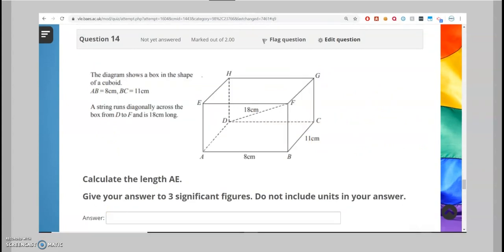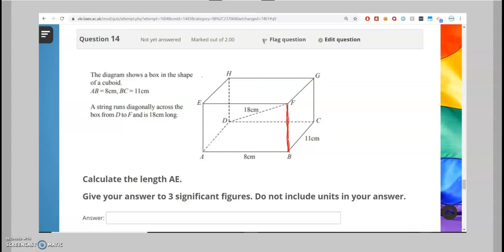In this question we have, the diagram shows a box in the shape of a cuboid. AB is equal to 8 centimeters, BC is equal to 11 centimeters. A string runs diagonally across the box from D to F and is 18 centimeters long. Calculate the length of AE. So we're looking at working out this length, which is in fact the same as this one, or this one, or this one. I'm going to stick to this because there are different ways we can work it out, but I think this is one of the easiest. So I will take off the rest.